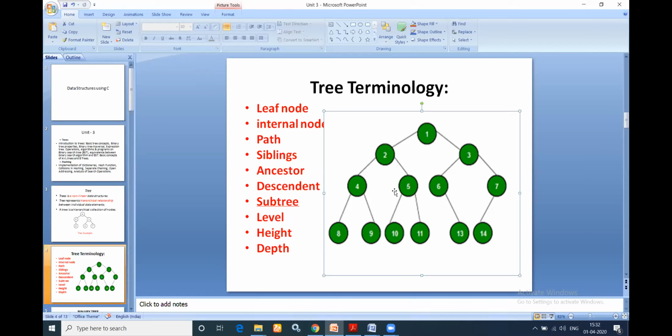For example, I can calculate like this also. What is the height of the root node? What is the height of node 2 from node 5? I will say 1. Why? Because there is only 1.